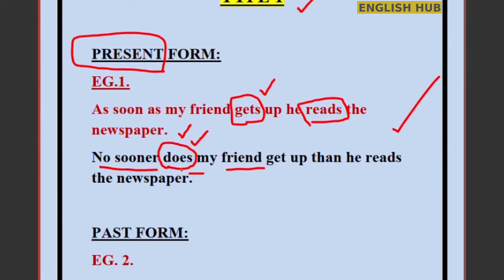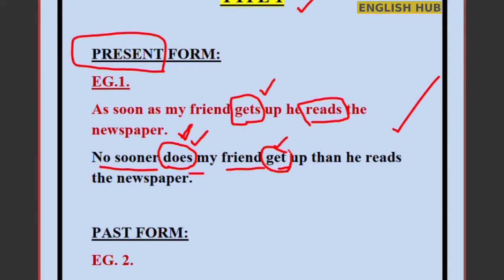So no sooner does my friend get up. We know that when we use a helping verb, our tense changes in the helping verb, not in the verb. So the verb will be in the first form. First form of get is get. There are 3 forms of the verb: first form, second form and third form. So when we are writing the helping verb in the present tense, our verb form will be the first form.